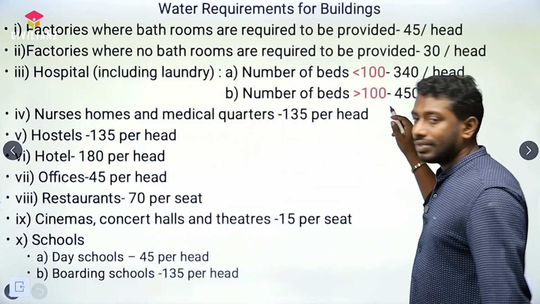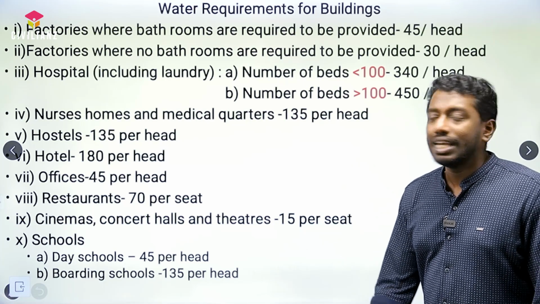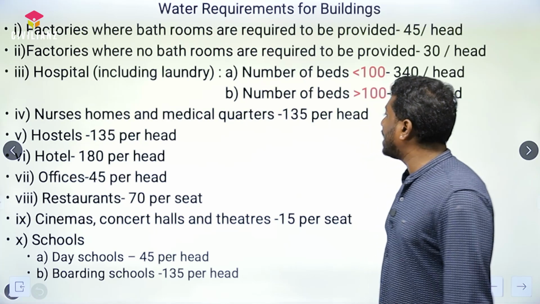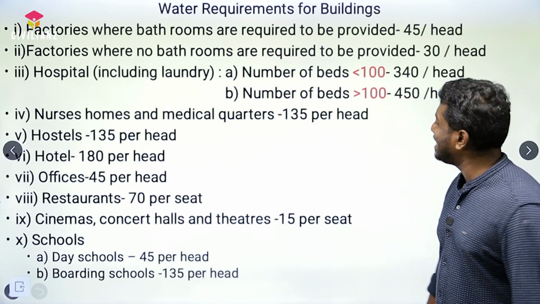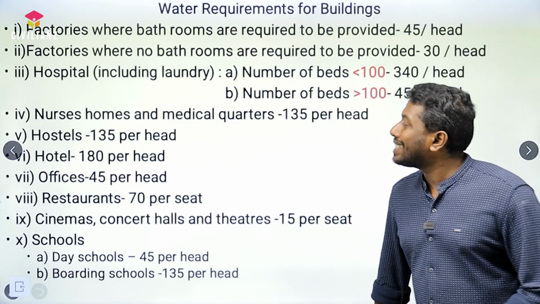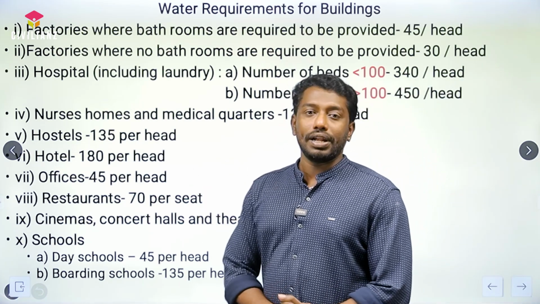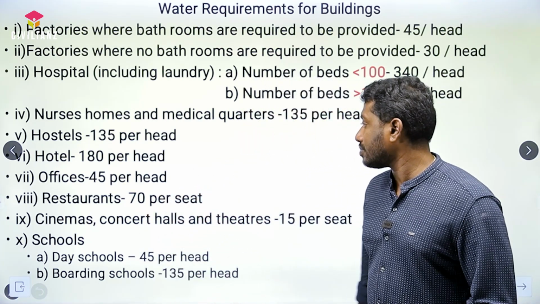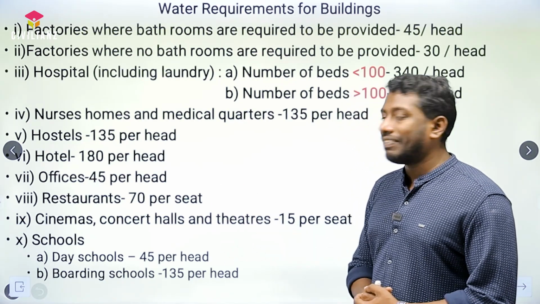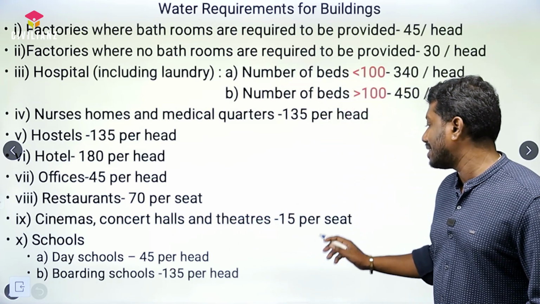So there, 450 LPCD, and for small hospitals only 340 LPCD, and for nurses' homes and medical quarters demand is 135 per head, that means 135 LPCD, and for hostels 135 liters per head, for hotels 180 per head, offices 45 liters per head, restaurants 70 per head or per seat, cinemas, concert halls and theatres 15 per seat.